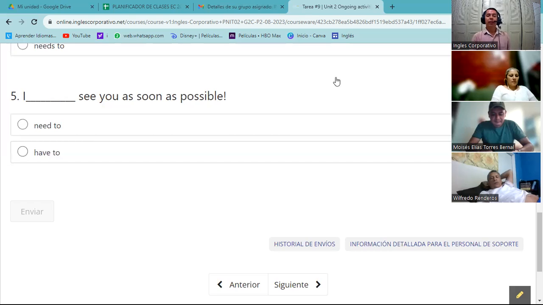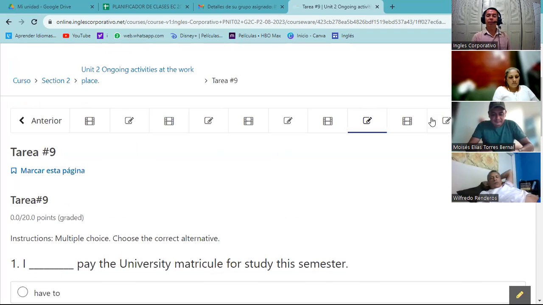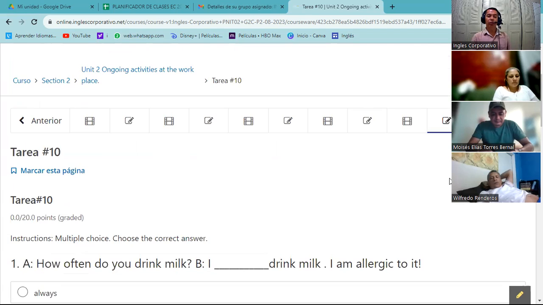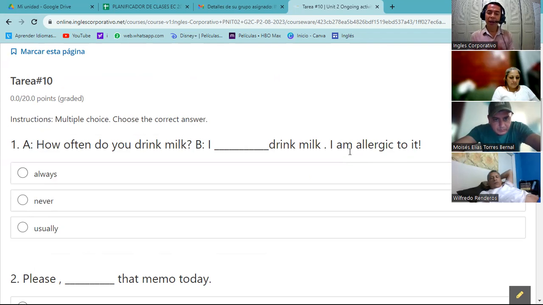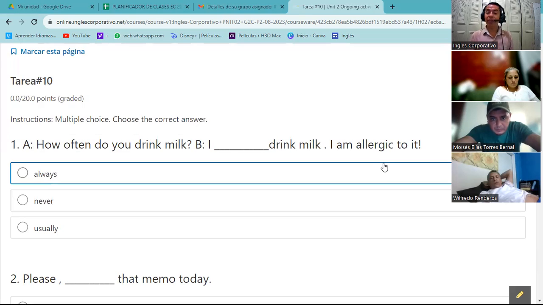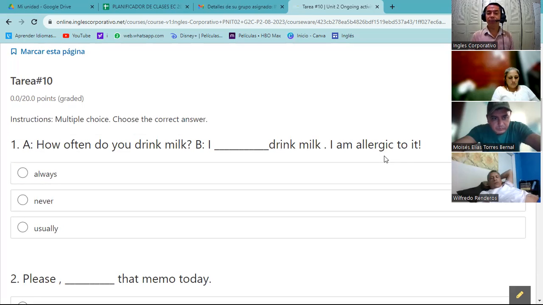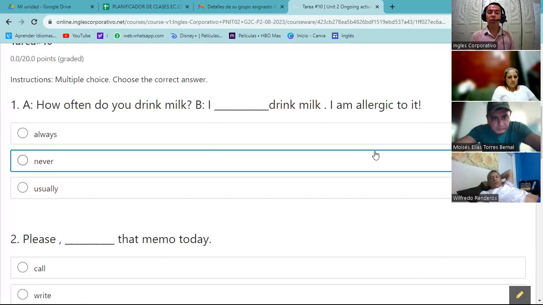Good. Now, let's continue with number five, right? This is the use of frequency adverbs, right? How often do you drink? I always drink, I never drink, or I usually drink. Esta es fácil porque es I am allergic to it. Soy alérgico a la leche. So always, never, or usually.